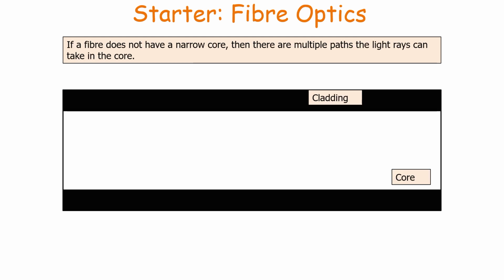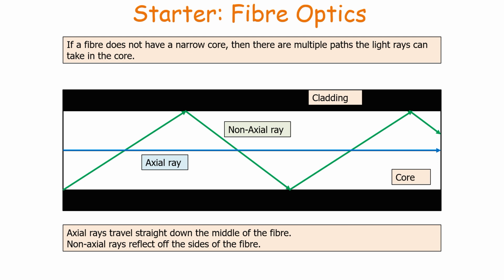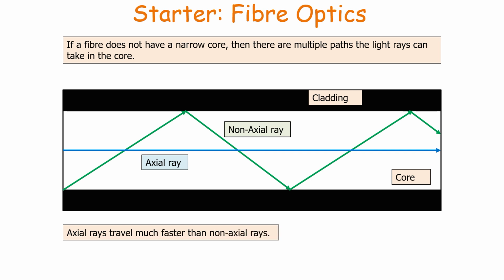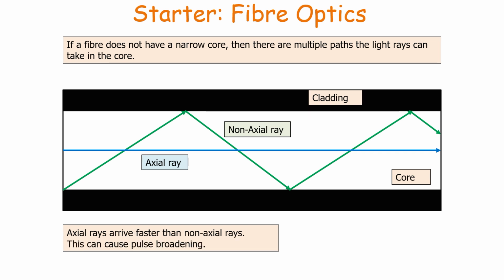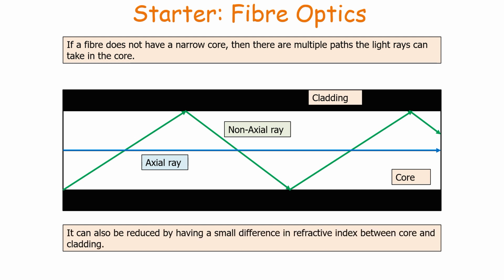Now, if a fibre does not have a narrow core, then there are multiple paths or modes that light rays can take in the core, as shown in the following diagram. Now, you'll notice that axial rays travel straight down the middle of the fibre, whilst non-axial rays reflect off the side of the fibre. Now, because they're travelling a much shorter distance with the same speed, axial rays travel much faster than non-axial rays. So this can cause pulse broadening because the two rays will reach the end at different times.